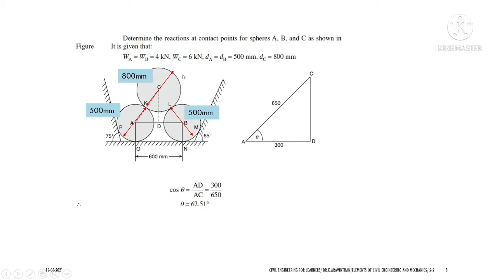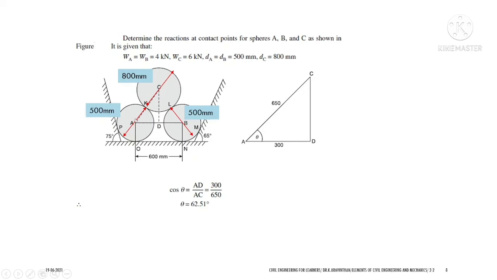You are having a diameter of 800 for the sphere C, 500 for the sphere A, and 500 for the sphere B. All the diameters are given here, and let us find the angle of the contact point. The diameter is 800, so the radius will be 400 mm, and the sphere A diameter is 500 mm, so the radius will be 250 mm. If you add the radius of sphere A and the radius of sphere C, 250 and 400, you will get 650. So this will be the distance between the center of point A and point C.